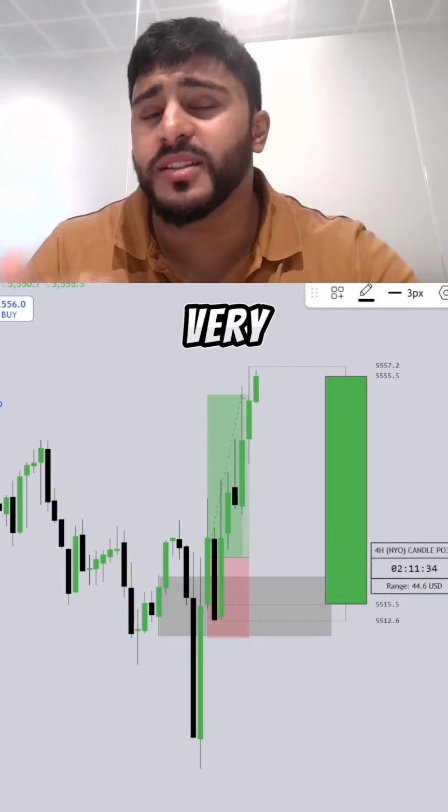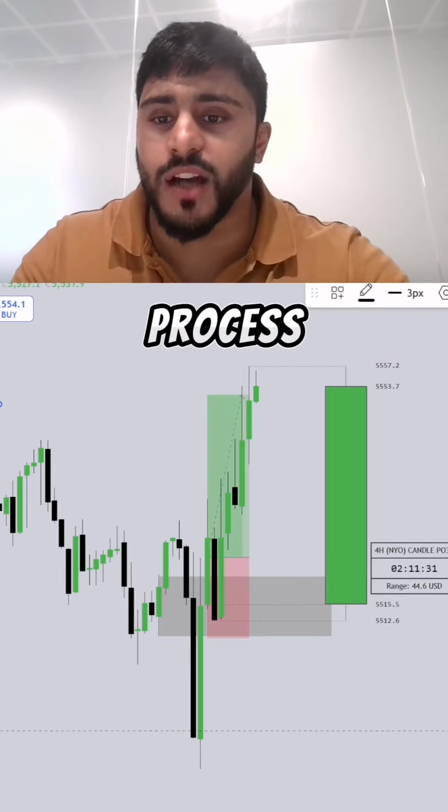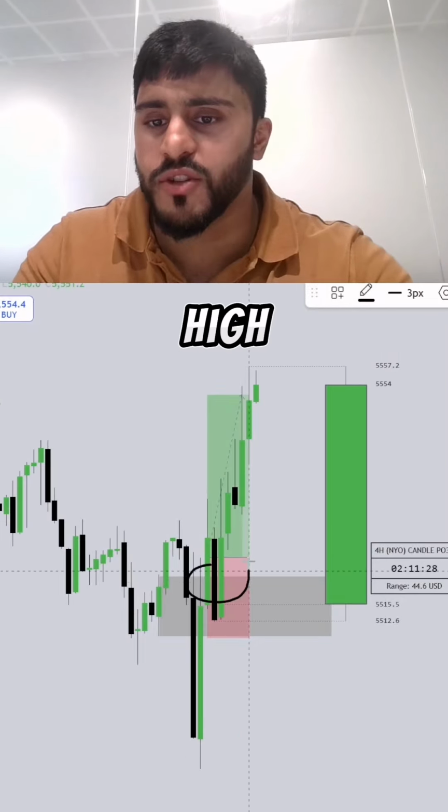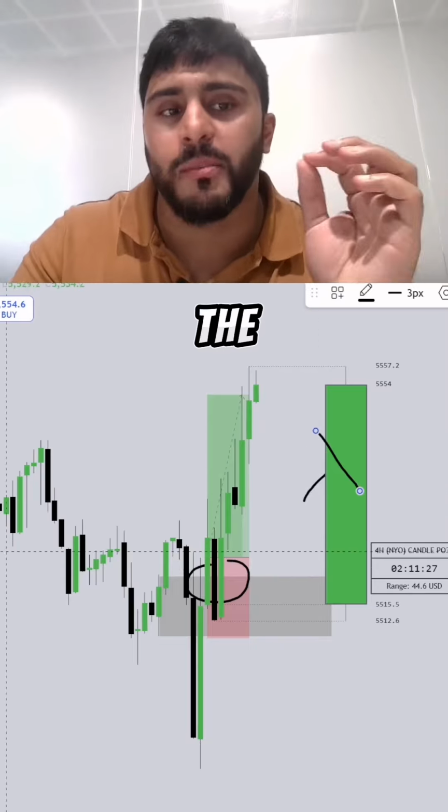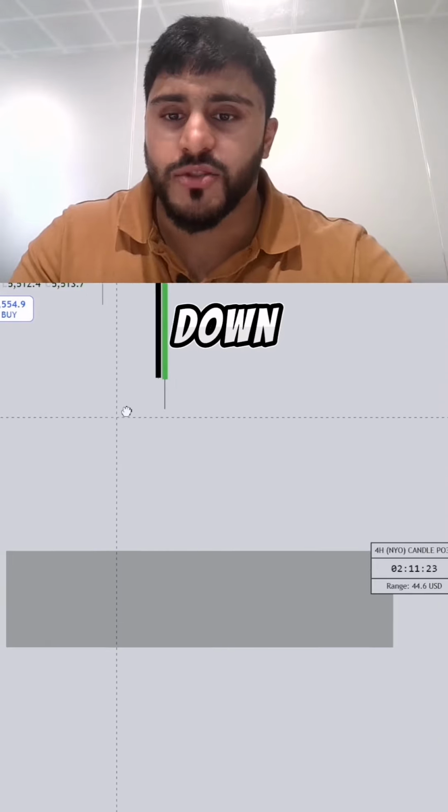Trading ICT is very simple if you understand this three-step process I'm about to teach you, right? It's going to allow you to catch these high risk reward trades and you don't need to rely on the power of three indicator. Everything comes down to essentially a fair value gap.